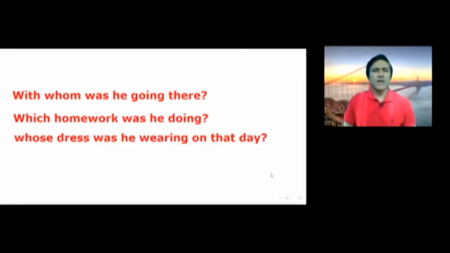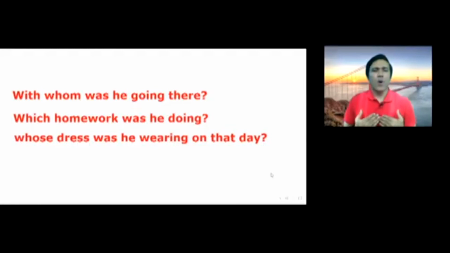Now let's come to the which. Which means konti. Which homework was he doing? Se kon barir kajti korchilo. Here also you can change the object. Instead of homework, you can use many things like which newspaper was he reading? Se kon potrikati porchilo. Which book was he reading? Se kon boiti porchilo. Which dress was he wearing? Se kon jamati porchilo. So in this way, you can make a lot of sentences using which.